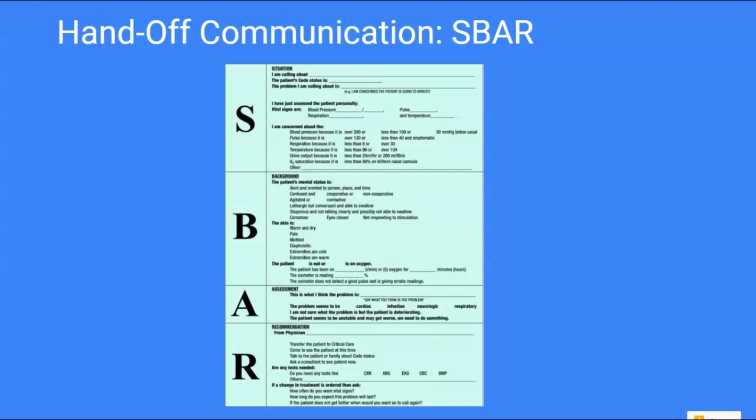Of course, every SBAR would be different because you'll be reporting or handing off different patients. So it's something that you will practice, and eventually it'll pretty much just come out naturally. Just know that it does take some practice to do this.